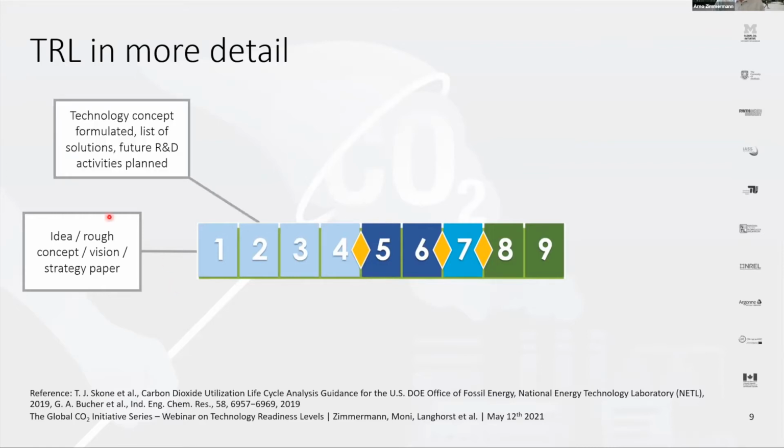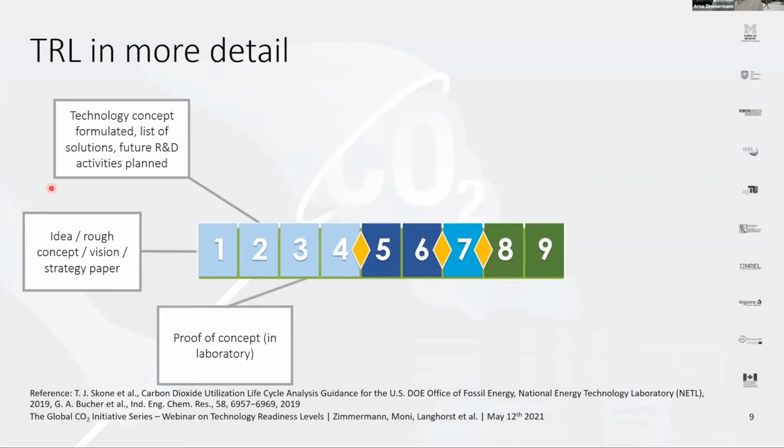Then, if you have completed TRL 2, you have a technology concept formulated. You have a list of solutions, and you already know how the future R&D should look. So, for example, you have written down a couple of equations on how the mineralization could work. For example, you use silicates, you use carbonates, you use others, and you've looked through the academic or industrial literature, and you've talked to a few experts, giving you a couple of pathways that you could explore.